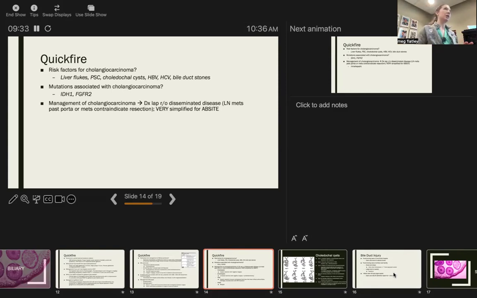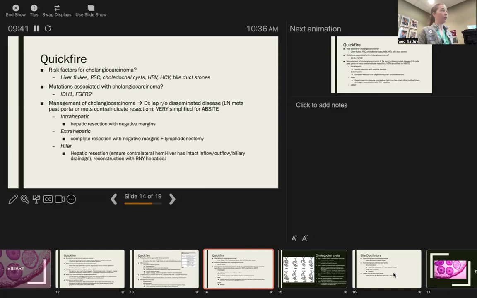So I would back up and say that this can get complicated very quickly. So this is a simplified approach for the ABSITE that we're just going to walk through together. If it's intrahepatic, so the cholangiocarcinoma within the liver, you're going to do a hepatic resection and you're going to aim for an R0 resection. R0 resection refers to microscopically negative margins.